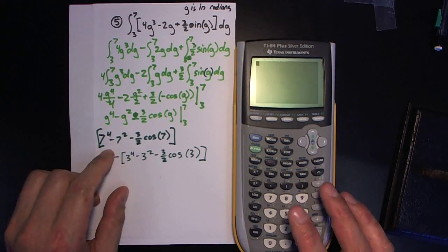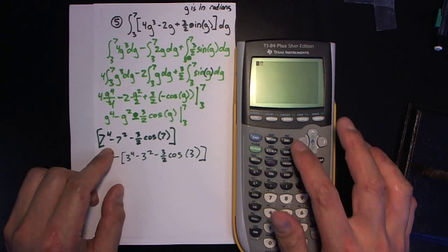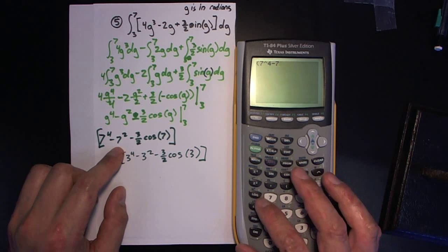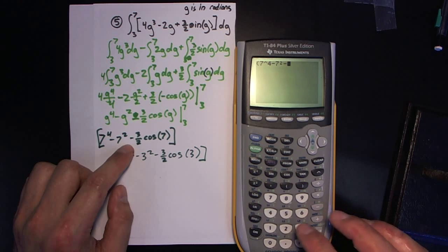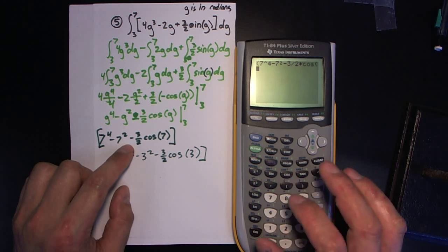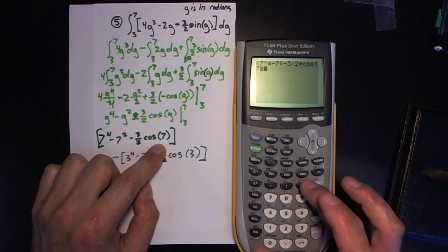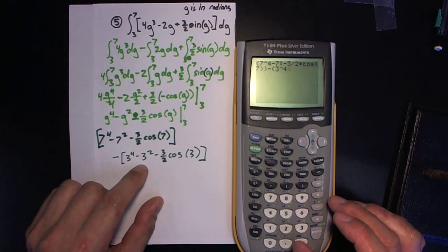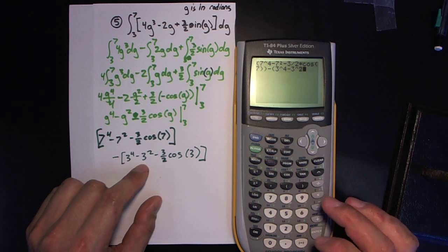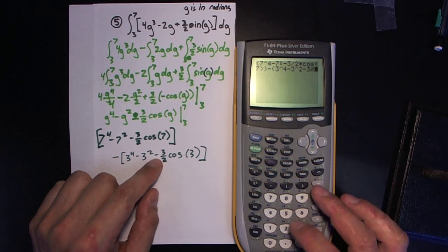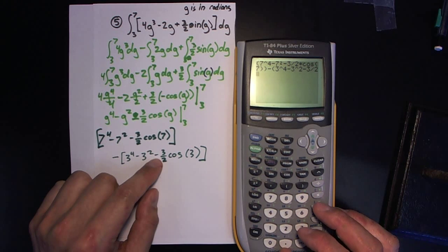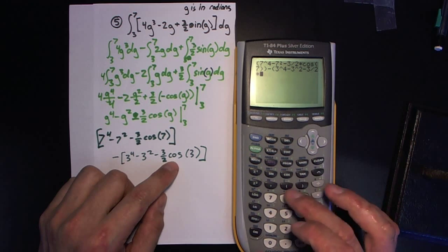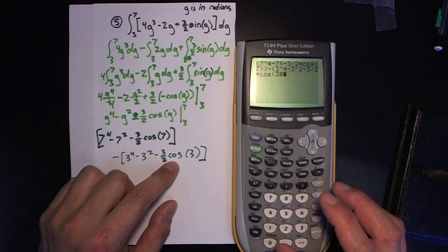Okay, so we got 7 raised to, let's back up and put some parentheses here, 7 raised to the 4th power, minus 7 squared, minus 3 divided by 2 times the cosine of 7, minus 3 to the 4th, minus 3 squared, minus 3 halves, times the cosine of, oops, I forgot the multiplication symbol there, cosine of 3.